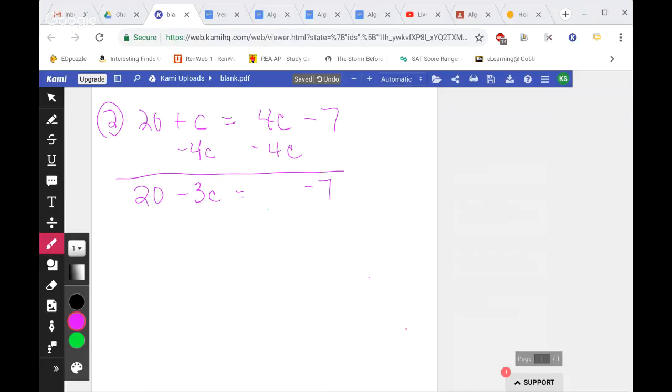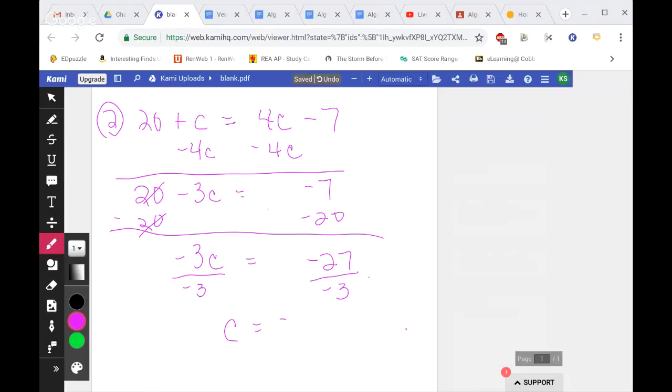Okay. All right. So I've got 20 minus 3C equals negative 7. Now I'm going to subtract 20 from both sides. That will leave me with negative 3C equals negative 27. I'm going to divide both sides by negative 3. And that's going to leave me C equals 9.